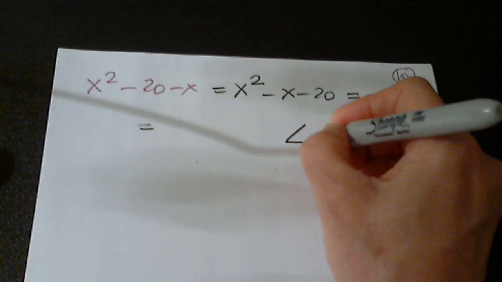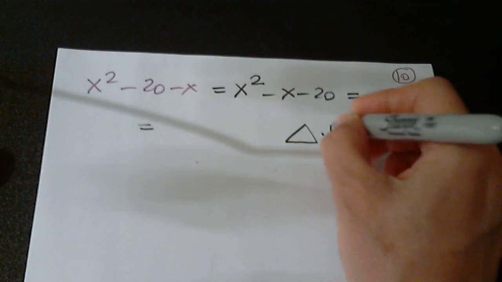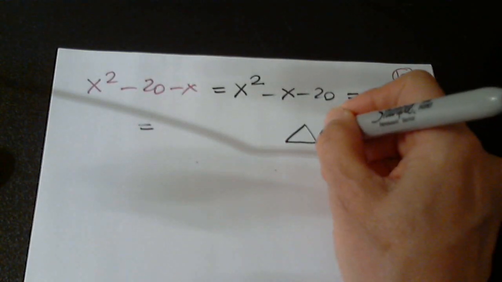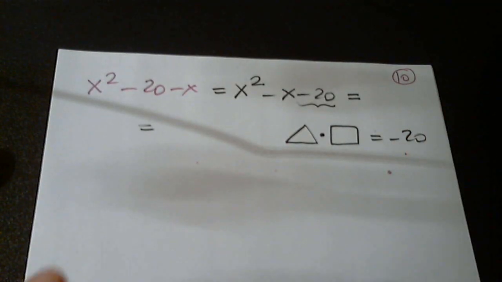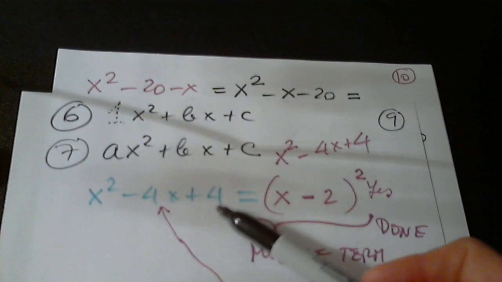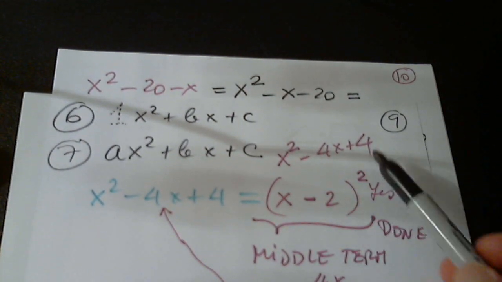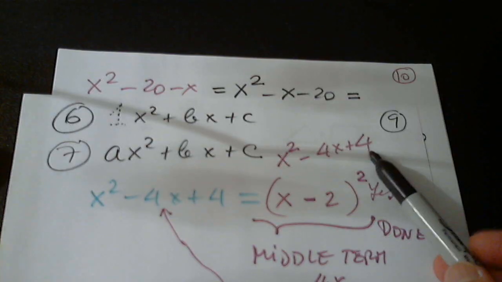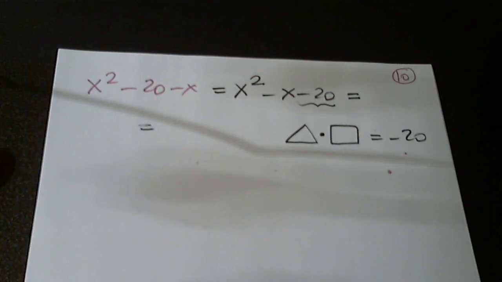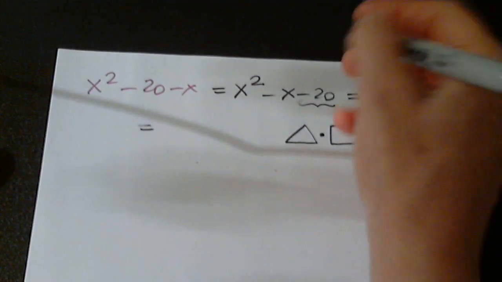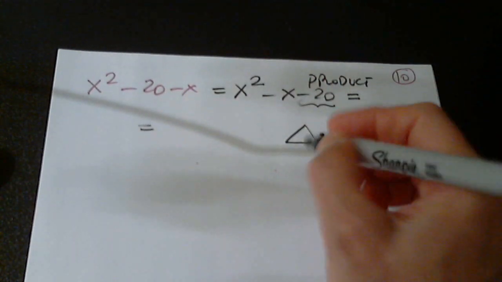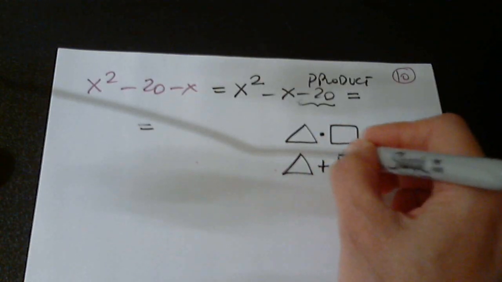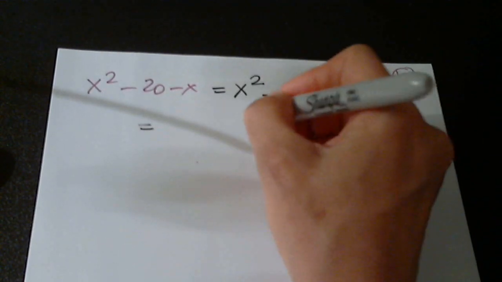I'm looking for two numbers whose product is negative 20. Why product negative 20? Remember when we got this negative 2 times negative 2, we multiplied to get this number. So that's why I'm looking for two numbers whose product is negative 20. Same numbers, when I add them, I get negative 1.